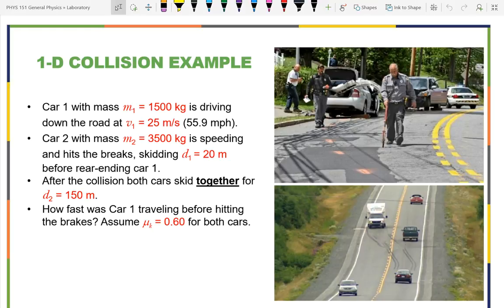Before we get started, I want to go over the problem with collision that I was going to do in class, just so we can make sure that I have gone over a collision problem with you. So this is an example of a collision. Now, with the collision, you notice we have the officer here measuring out skid marks. Why does the officer measure out skid marks?